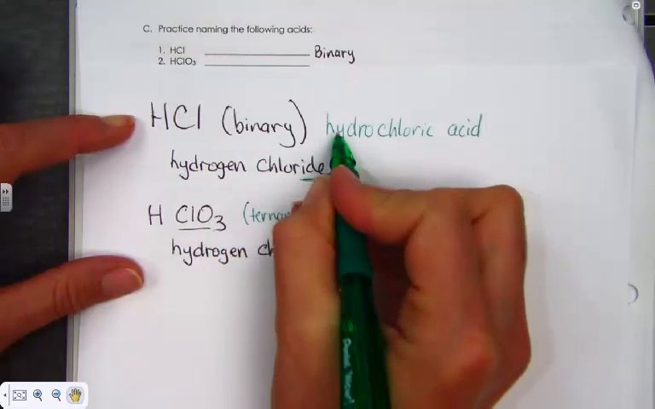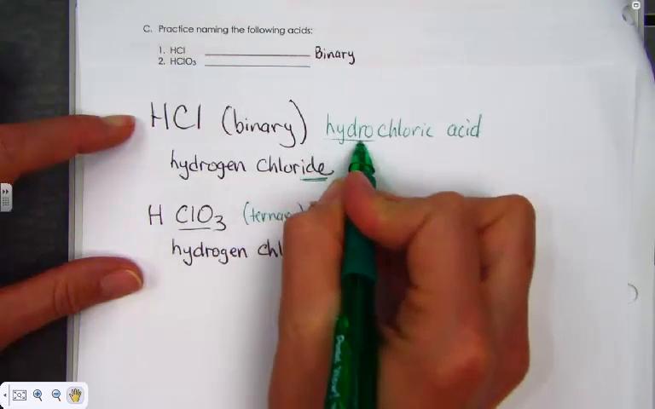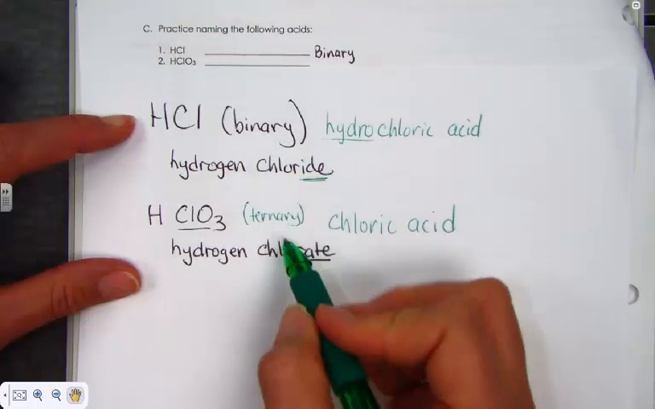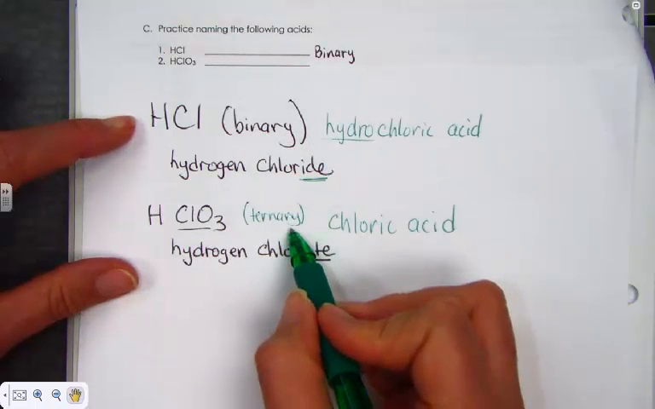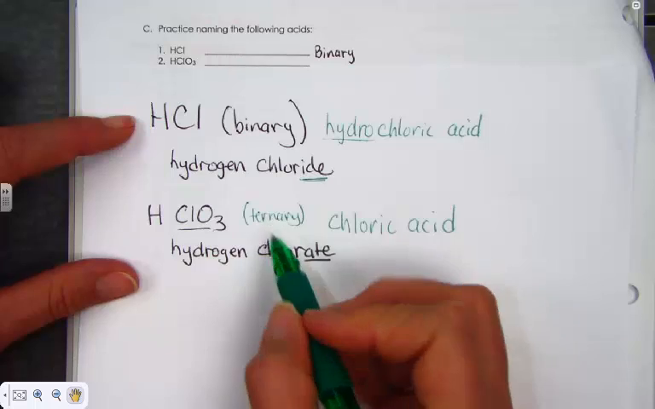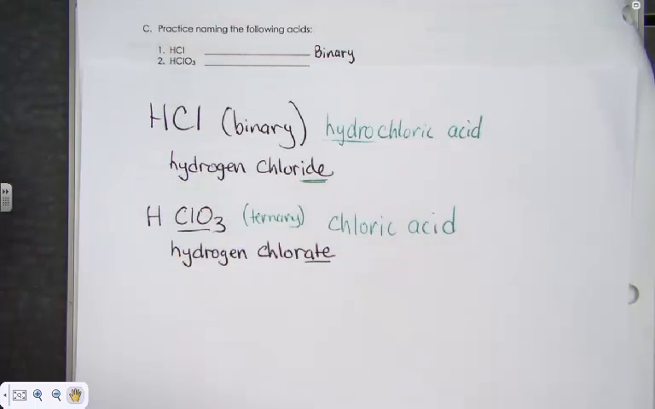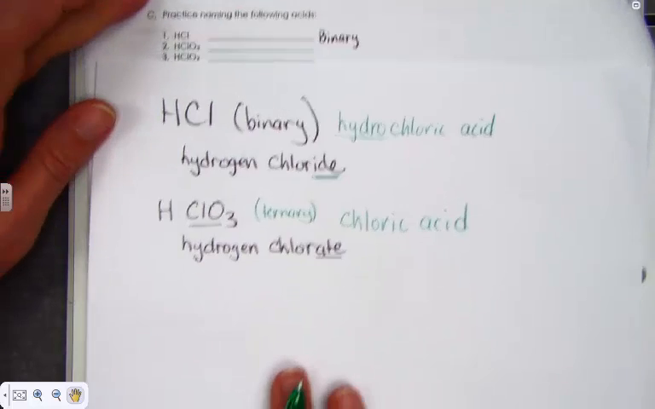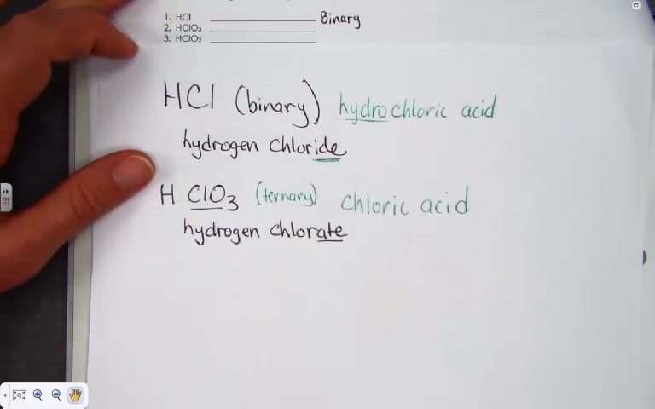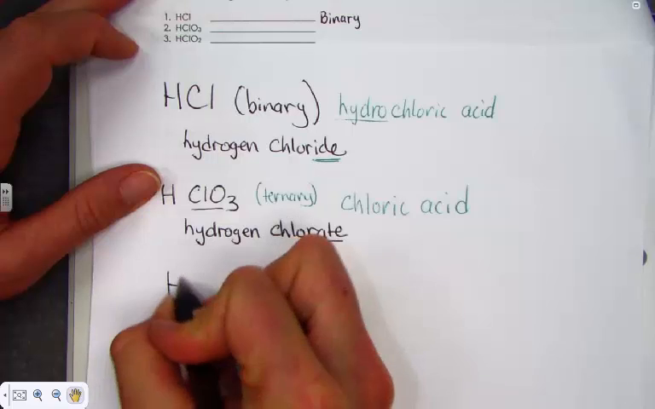When I hear hydro in the name, I know it's binary. If I am not hearing hydro in the name, I know it's ternary. The absence of saying hydro lets me know a polyatomic ion is involved in the formula. Hydrochloric, HCl. Then simply chloric, HClO3. There's one more in this family, HClO2.